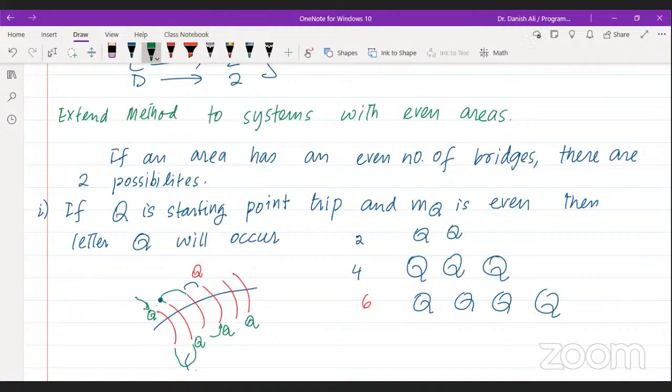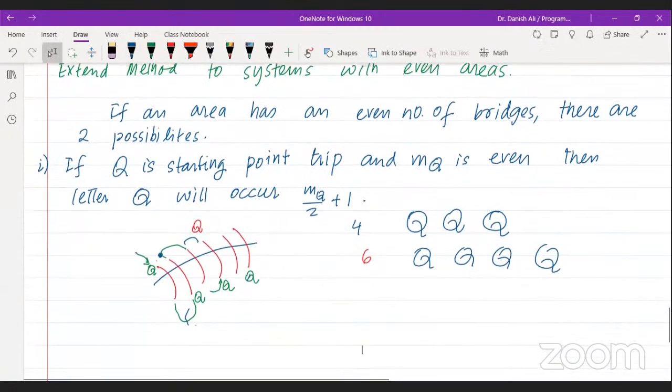So generally, if you have two, then you are using two. You have four, you are using three. When you have six, you are using four. Then what will be that number? If you have MQ, it is MQ over 2 plus 1. MQ over 2 plus 1. Good. So this is the case when you start the journey from Q.